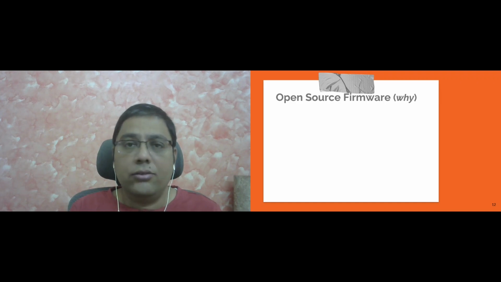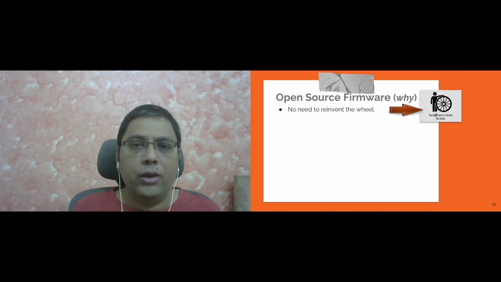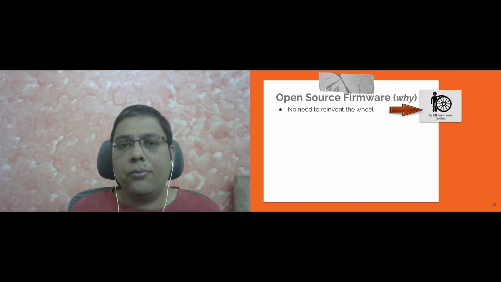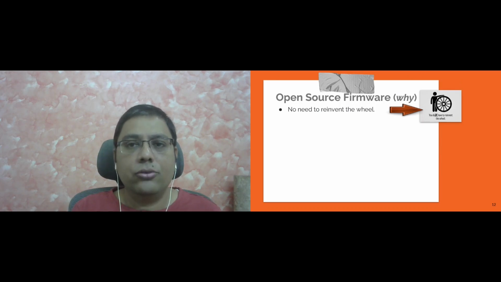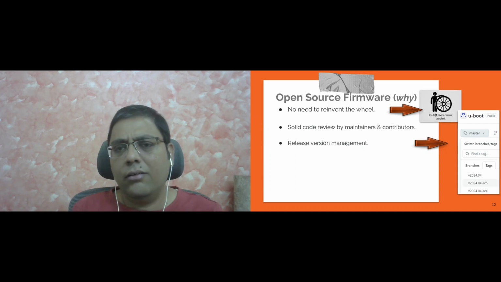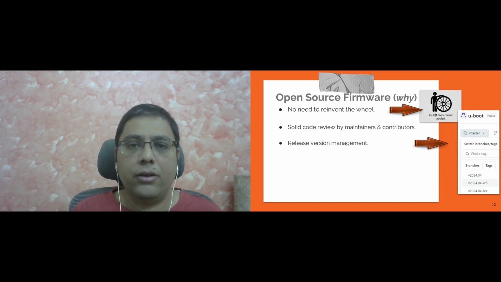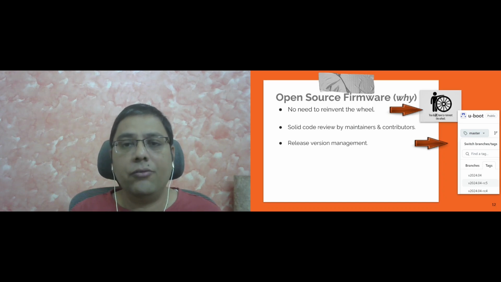So let's go through some of the open source firmware related aspects. The first question that comes to mind is, why open source firmware? The first reason, I guess, would be that we don't want to reinvent things, right? ARM already provides a good ecosystem when it comes to designing and testing several firmware variants. Let's take an example, the Das U-Boot open source bootloader. It has very well defined release version management, and one can gain a lot by getting changes reviewed by the maintainers.